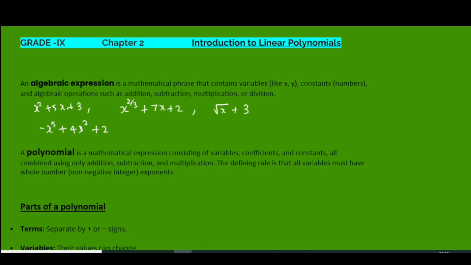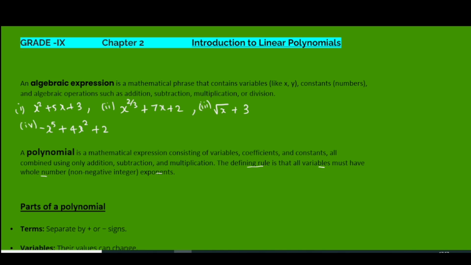A polynomial is a mathematical expression consisting of variables, constants, and coefficients, all combined using addition, subtraction, and multiplication. The defining rule, this is very important, is that all the variables must have whole numbers as exponents, no negative integers. Okay, so look at the 4 examples there. This is example 1, an algebraic expression. Example 2, algebraic expression. Example 3 is an algebraic expression, and example 4.